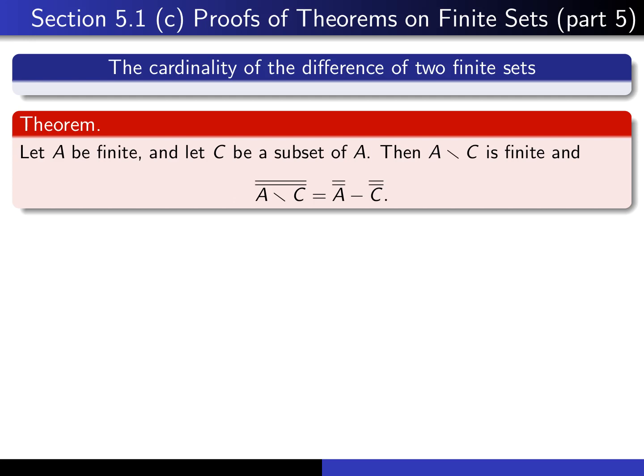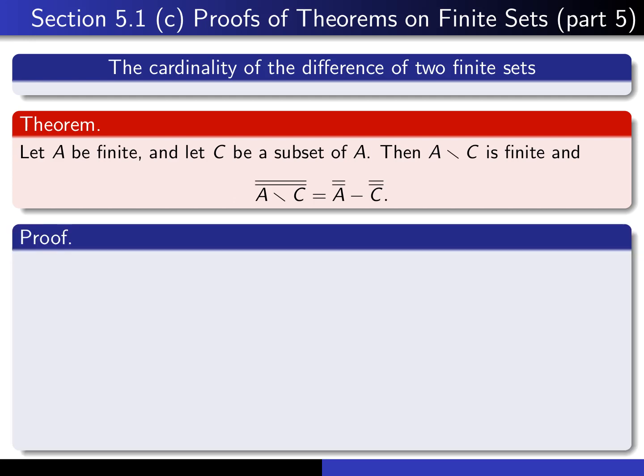If A is a finite set and C is any subset of A, then the set theoretic difference A minus C is finite, and the cardinality of A minus C is equal to the cardinality of A minus the cardinality of C. So let's look at the proof of this theorem.